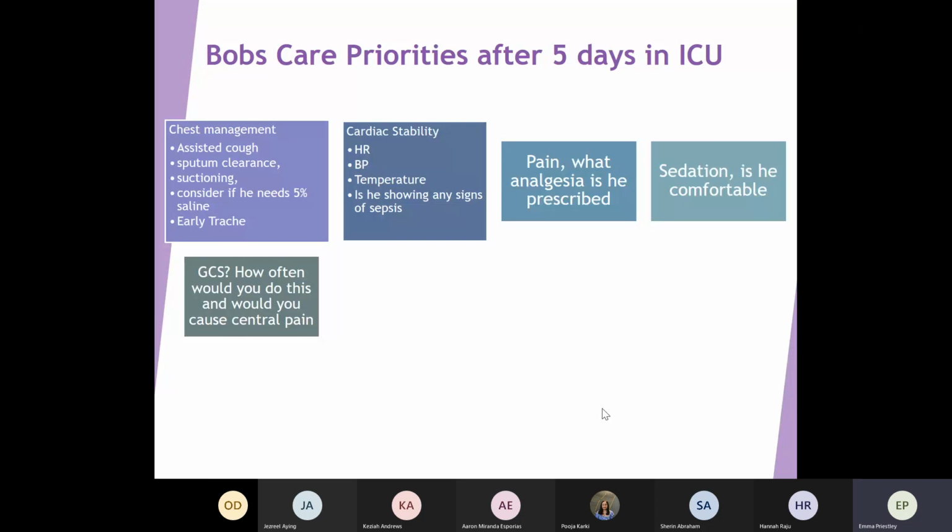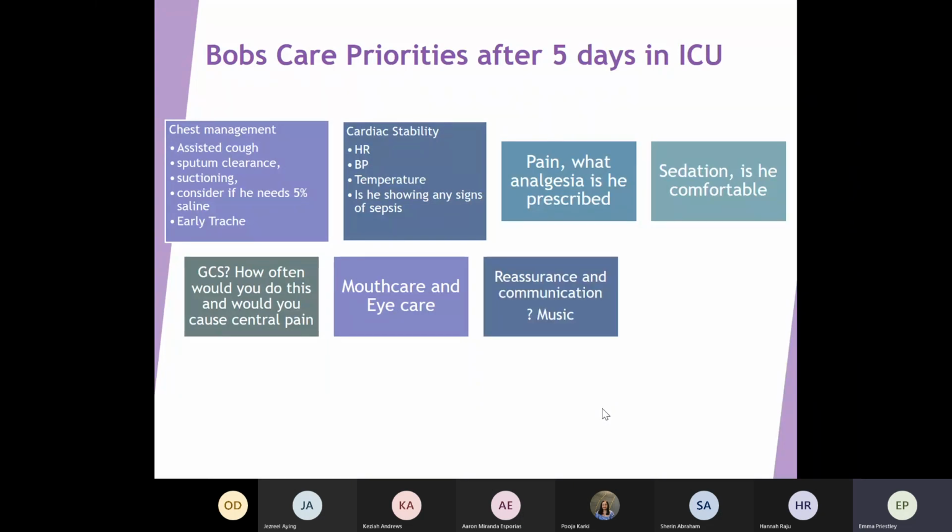GCS, so I'd now be on probably daily GCS. I wouldn't be waking him up at night for GCS. Mouth care and eye care, absolutely, yes. Reassurance, communication. These are not the patients that you talk over as you are rolling them about your day, about something else. They're also becoming slightly delirious and disorientated as well. So it's really important to tell them what's going on. We are going to roll you. I'm going to do this to you, because they can hear you.